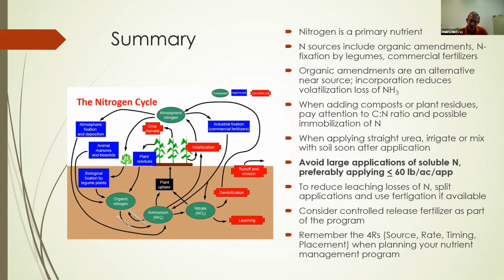To reduce leaching losses of nitrogen, split the applications and use fertigation if available. And then also consider control release fertilizer as part of the program. Like I say, you may not need to apply all of it; if it's only one application per year, you might just include that last application as a mix of control release and soluble. And it's important to remember the 4 R's: the source, rate, timing, and placement of the fertilizer are really important in terms of planning your nutrient management program.